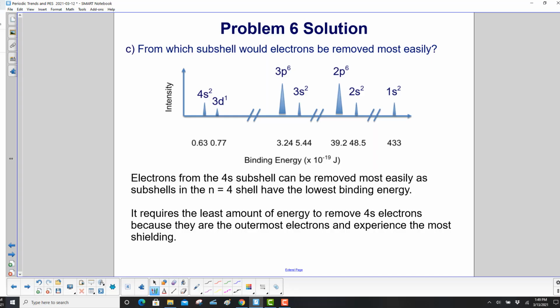From which subshell would electrons be removed most easily? Well, electrons from the 4s subshell can be removed most easily, as subshells in the n equals 4 shell have the lowest binding energy. And in this case, the 4s2 are 0.63 times 10 to the minus 19th joules. It requires the least amount of energy to remove 4s electrons because they are the outermost electrons and experience the most shielding.